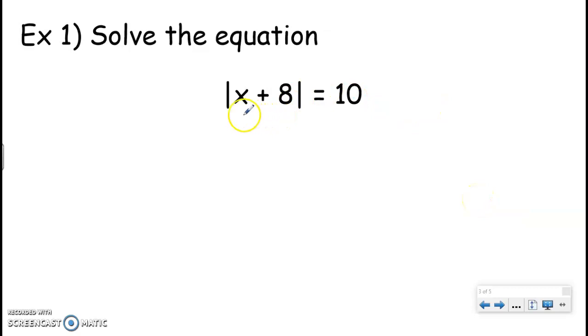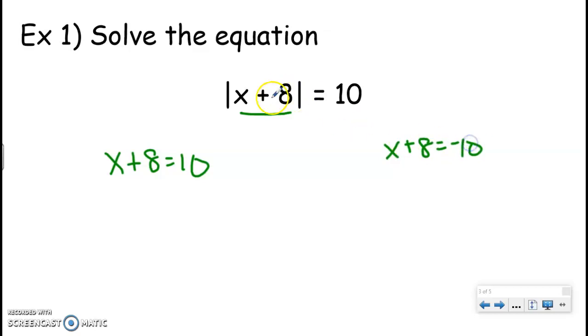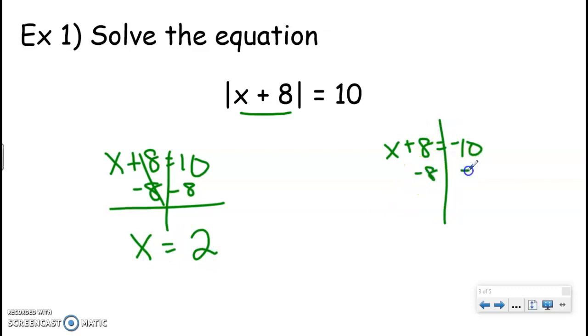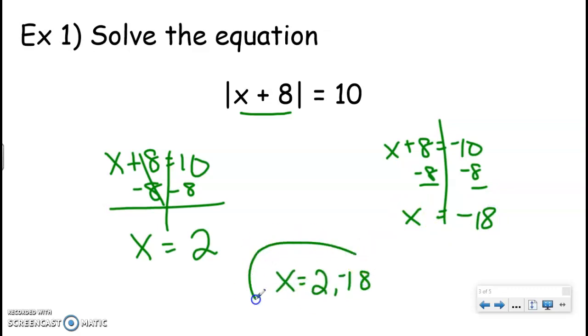The easiest way to do this is we need to figure out what would make this part equal to 10 and equal to -10. Because remember, we're looking for the numbers that are 10 steps away from 0. So 10 and -10 are both 10 steps away from 0. If we solve each of those equations, we get x equals 2 for the first one, and we get x equals -18 for the second one. You do need both those answers, or you will not be correct. Most common mistake is that students forget the second equation.